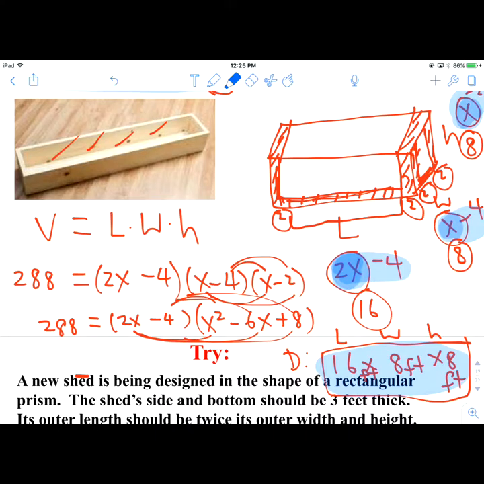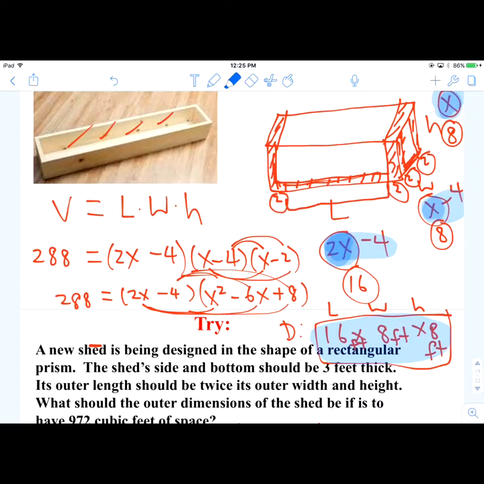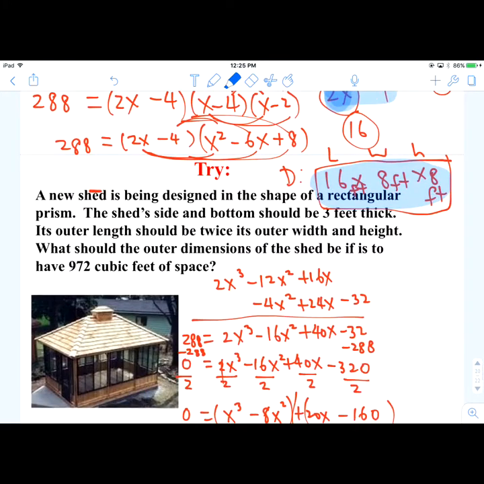And please go ahead and at this time watch the second video, part 2, to finish the lesson for today, which is about this word problem right here.